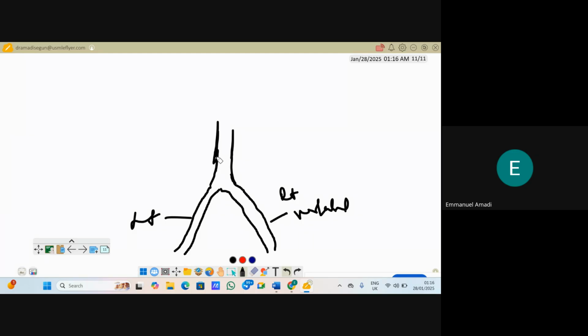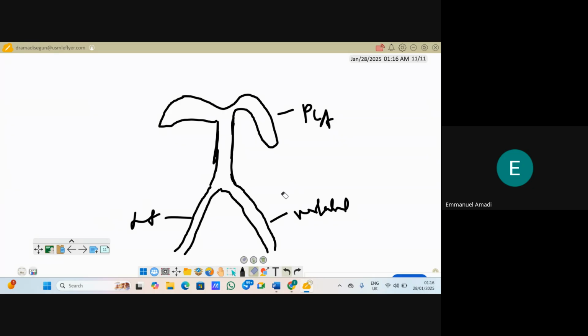Now this basilar artery will move and finally end as your posterior cerebral artery. This one here and this one here. So this is your posterior cerebral artery. But now I want you to understand this. Let me take out something. Let me take out this one. Now I want you to understand this.